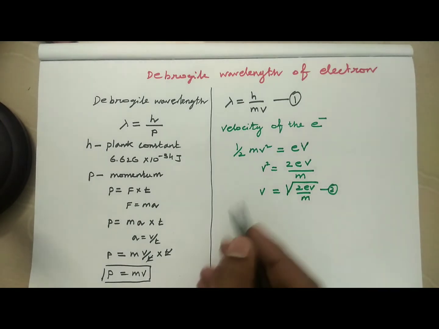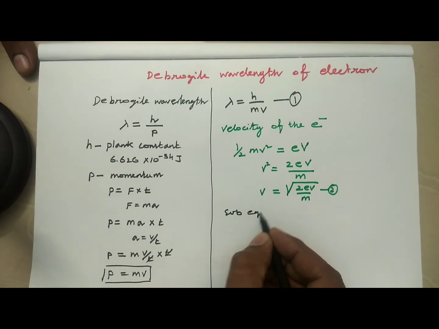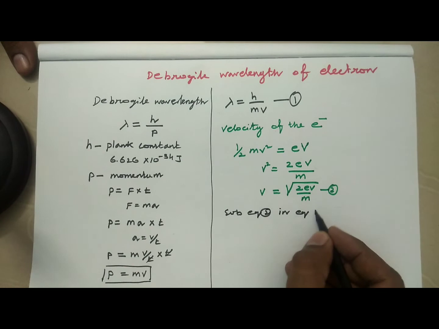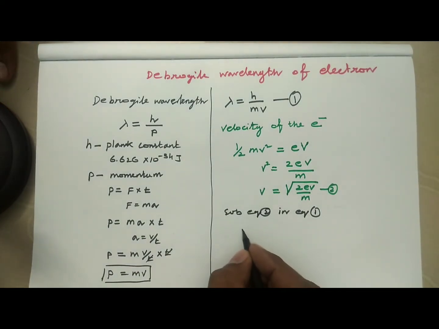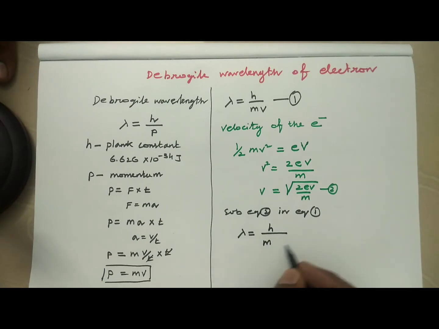Now substitute equation 2 in equation 1. So therefore lambda equal to h by m. Now the v value is root of 2eV by m. So m can be written as root m into root m. So lambda equal to h by root m into root m into root of 2eV by m. One root m cancels, m cancels. It's okay.